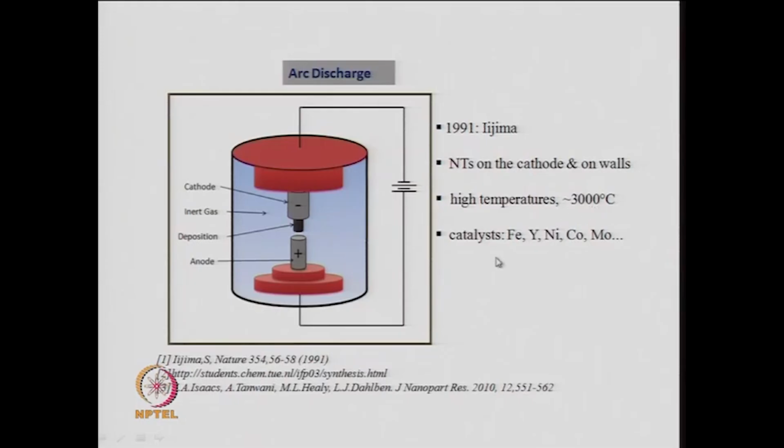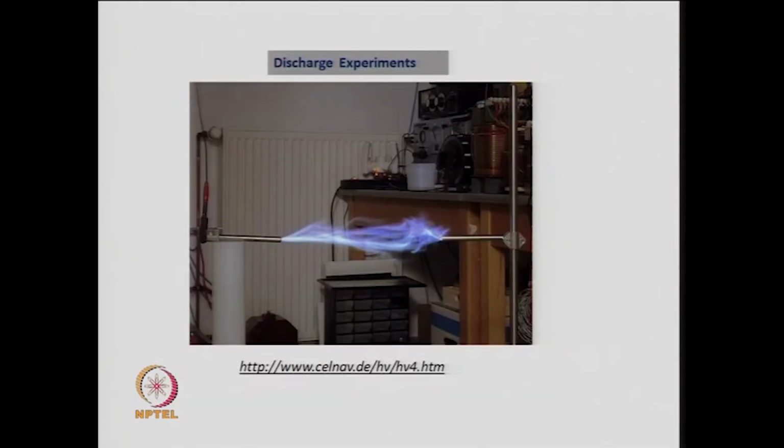Now, several catalysts are used, as we discussed: iron, yttrium, nickel, cobalt, molybdenum. Several catalysts have been tried, and sometimes mixtures of catalysts are used, and they appear to be better, especially when yttrium is used with some of the metals. Now, this arc discharge method is a high temperature method. This is a typical discharge taking place between the two electrodes, between graphite electrodes, and the deposit is on the cathode.